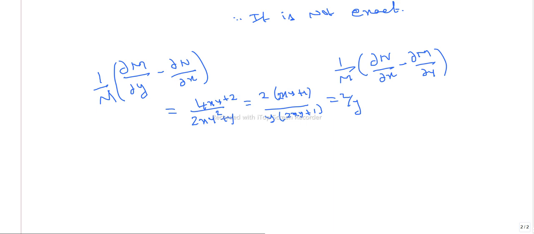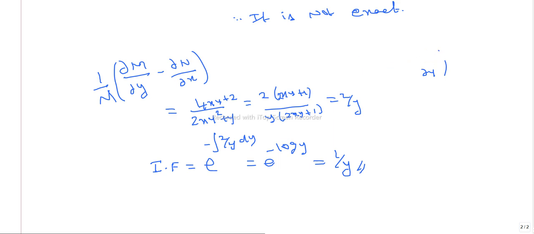Therefore the integrating factor is e power minus the integral of 2 by y dy. This is nothing but log y, so e power minus log y. Minus log y is nothing but 1 by y; log and e cancel, and we have 1 by y. Therefore 1 by y is the integrating factor. So there is no need to find the other value.